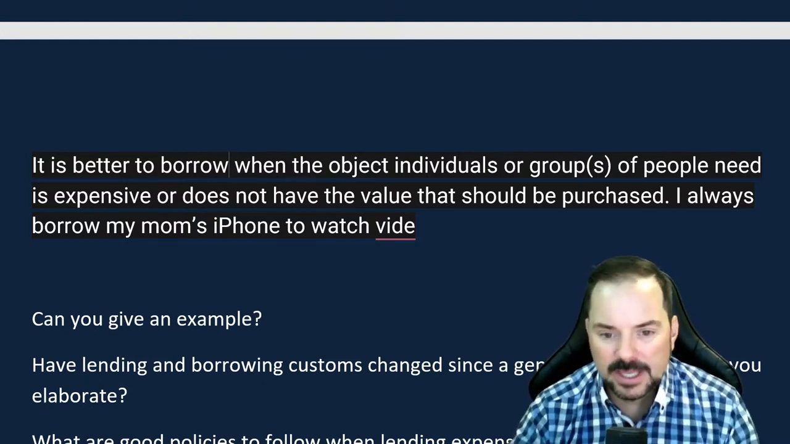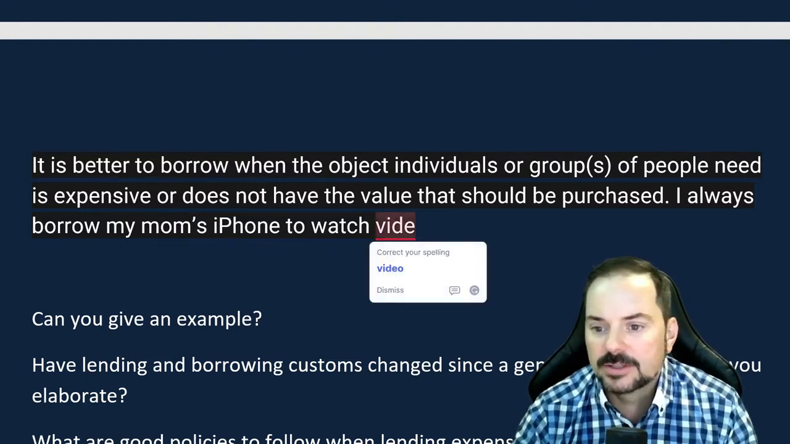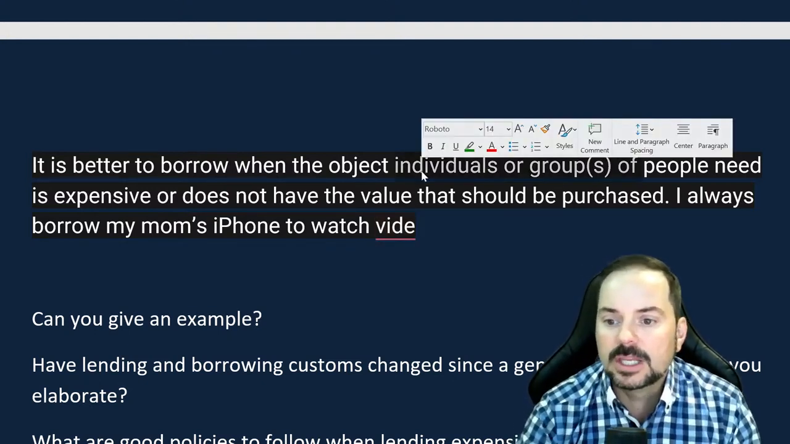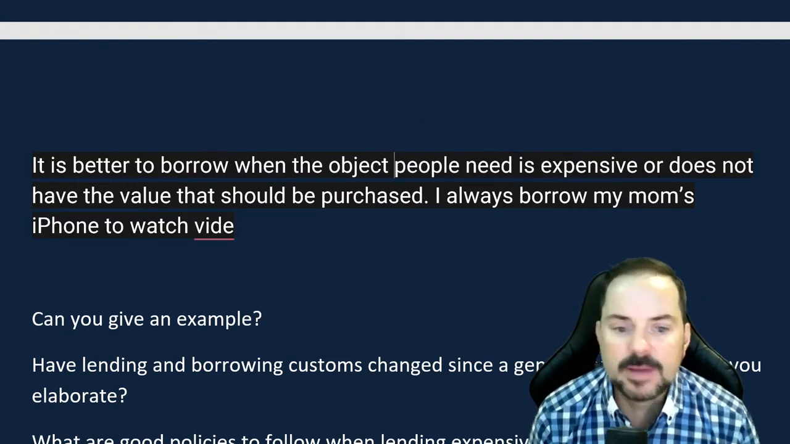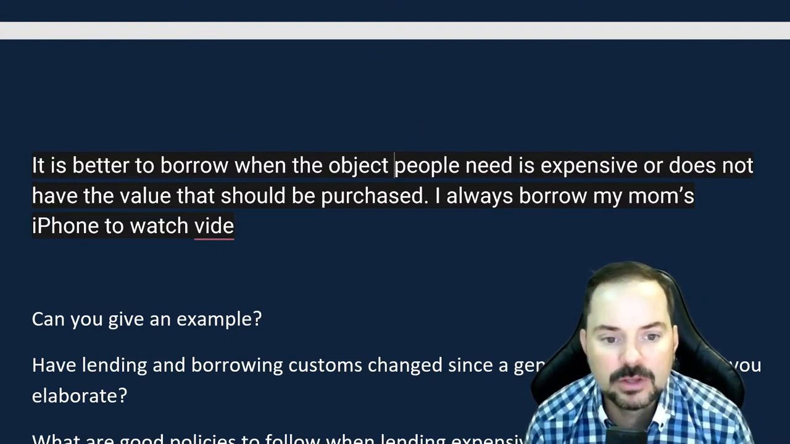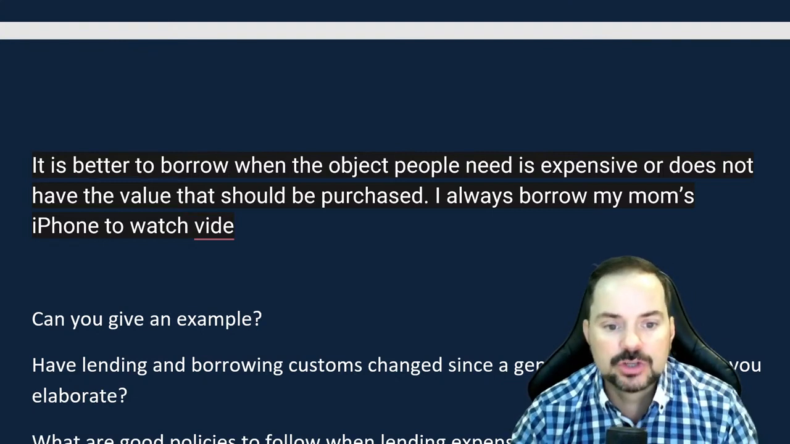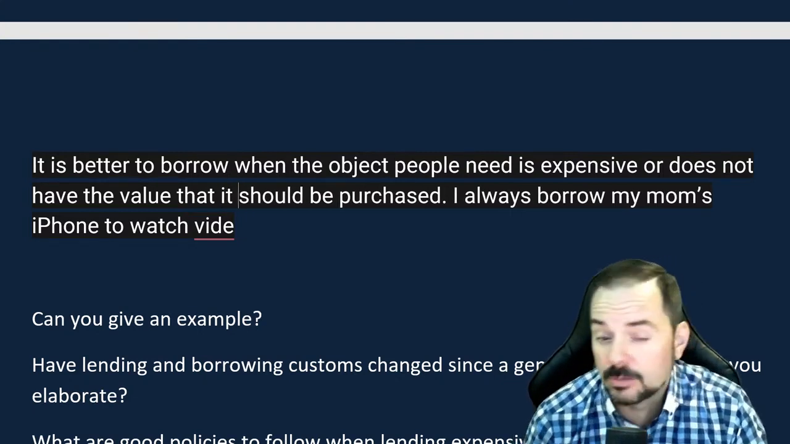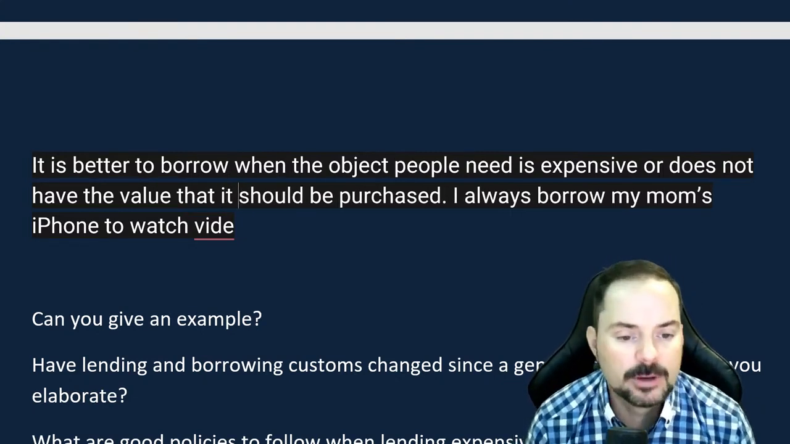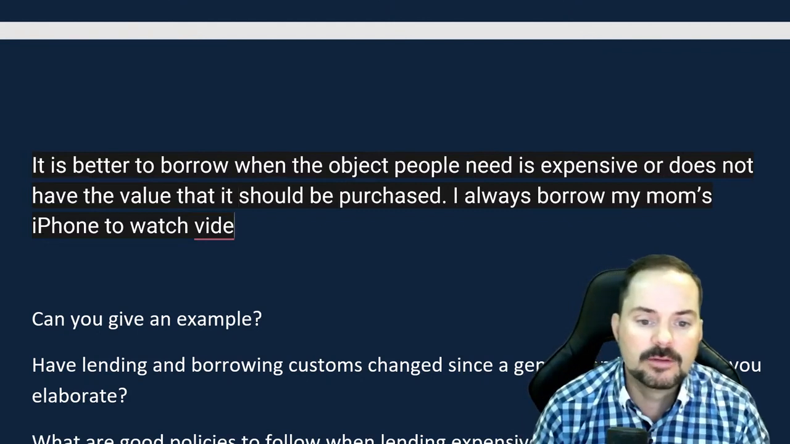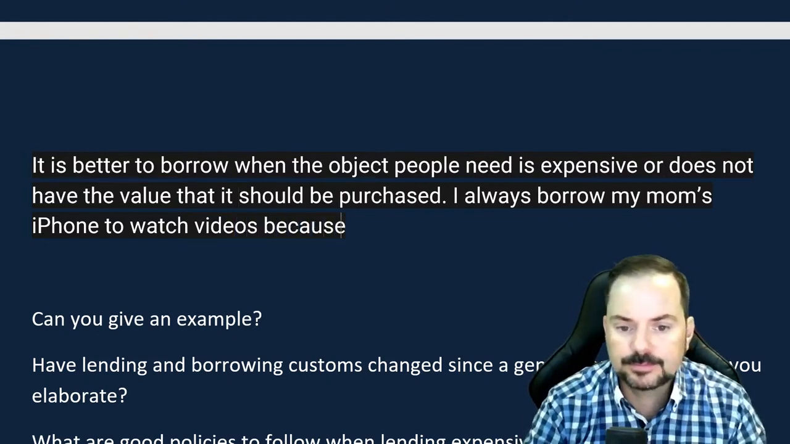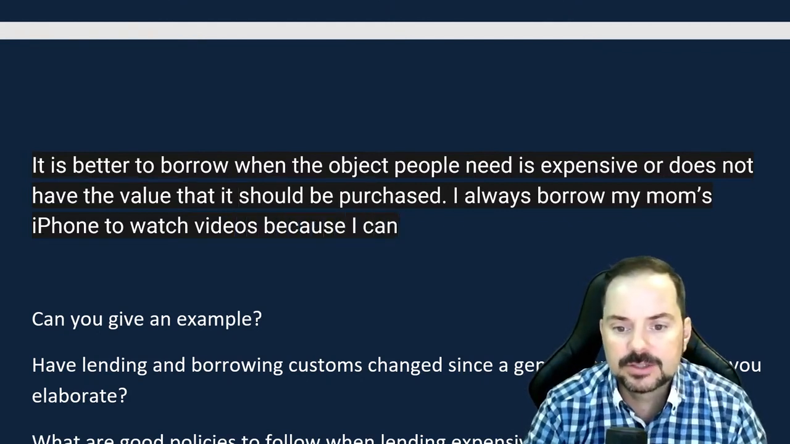Don't overcomplicate, Anahita. When the object people need is expensive or does not have the value that it should be purchased. Okay, what do you mean by that? I always borrow my mom's iPhone to watch videos because I can't afford one at this time.